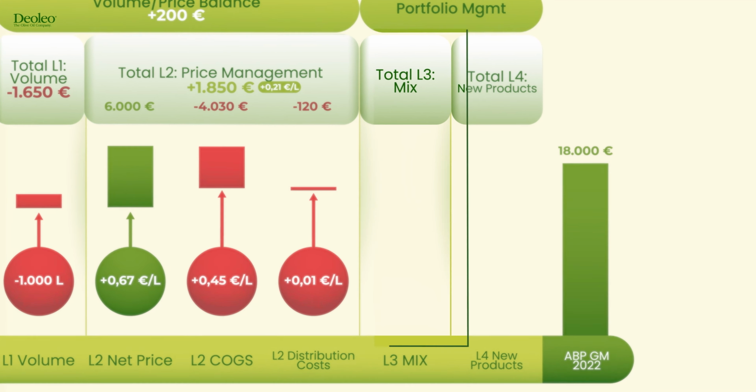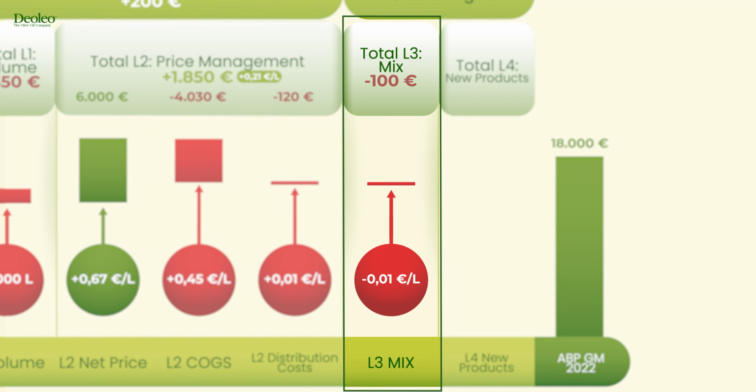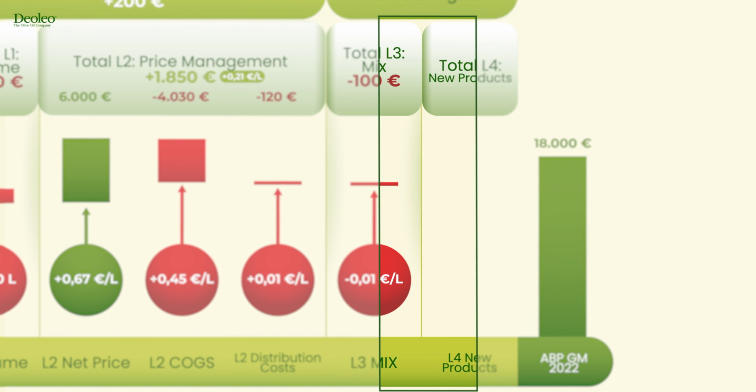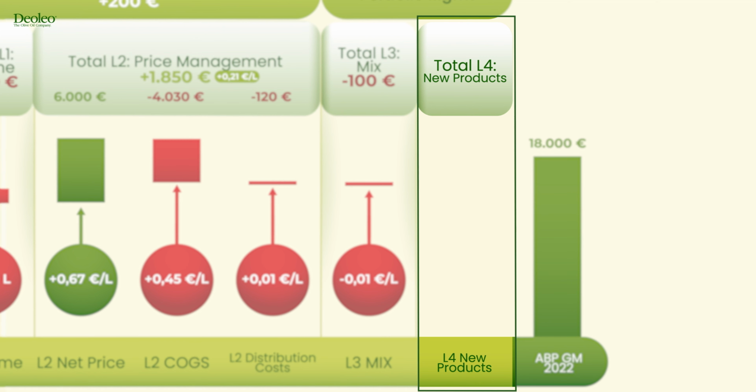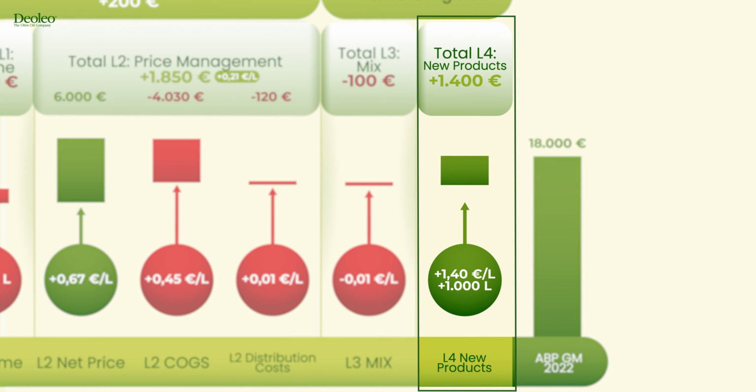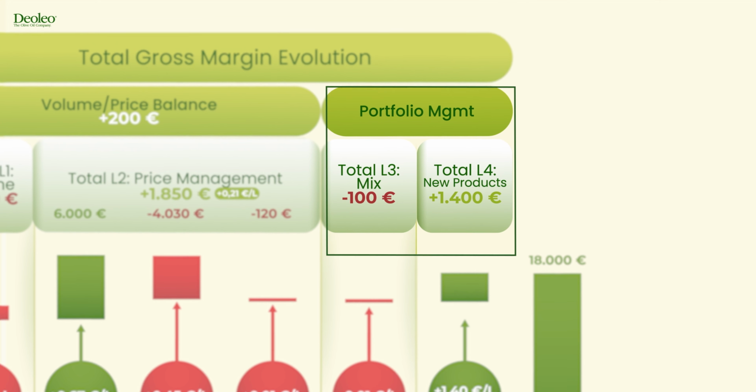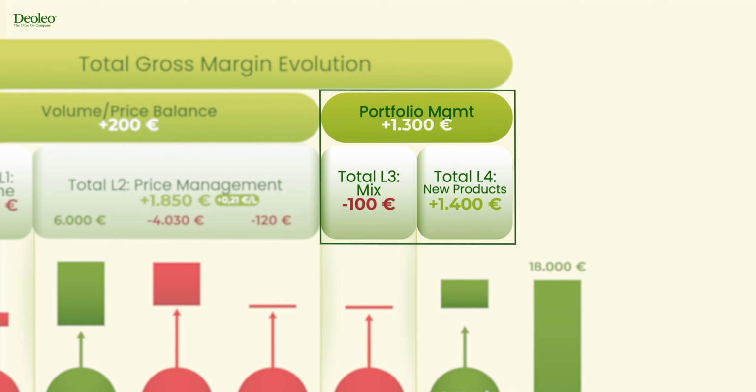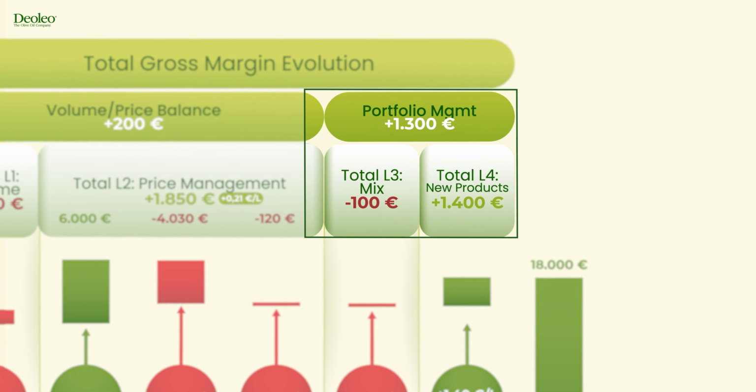In this new example, the result would be a €100 negative impact on the gross margin, as we are planning to sell more volume of products that bring less gross margin per liter. The last lever is the new listings. In this case, selling to the customer 1,000 liters of a new SKU that has a gross margin of €1.40 per liter will bring us €1,400 to the total gross margin. In total, the portfolio management lever will add €1,300 to the planned gross margin 2022.